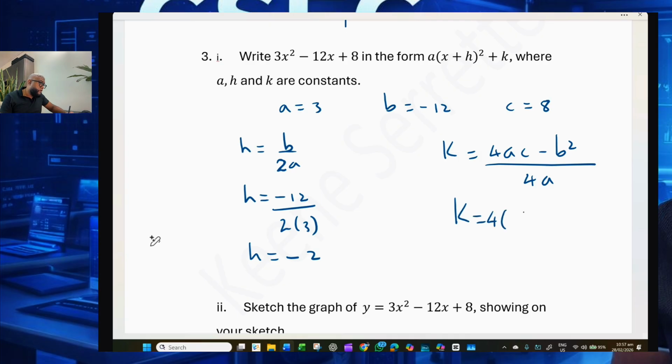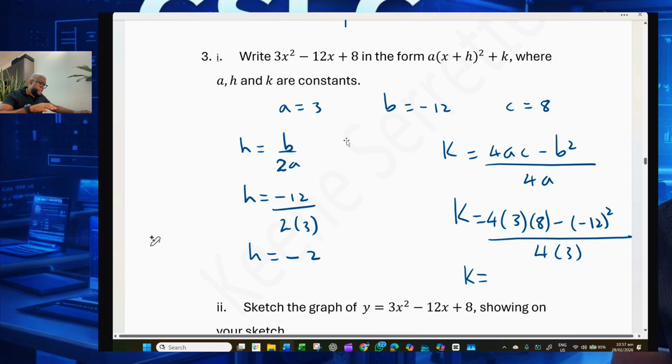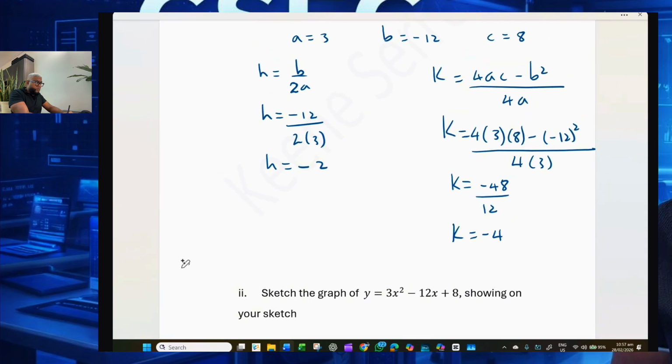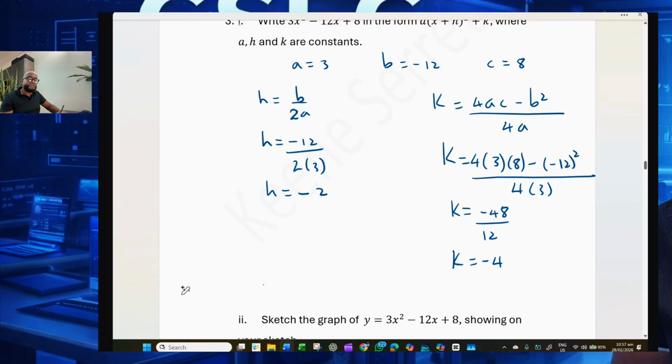K will be equal to 4 by 3 by 8 minus -12 squared, all over 4 by 3. What do you get for the top, when you work out the numerator? -48. Then -48 divided by 12. K will be equal to -4, right? So we found h, we found k.